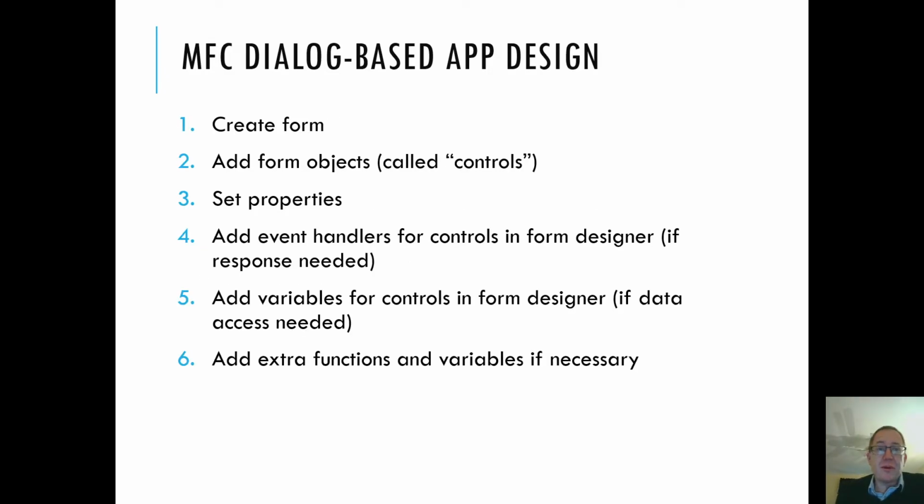So what we're going to be doing, we're going to create a form. We're going to add some objects, dragging them manually. This is what we're going to show soon. We're going to set some properties. We're going to probably get upset when it doesn't work. We're going to add event handlers in the form of a designer. So when I click something, do this. We're going to add some variables to the controls so that I can pass information around. And if I need to, we can add extra functionality or change how things work.